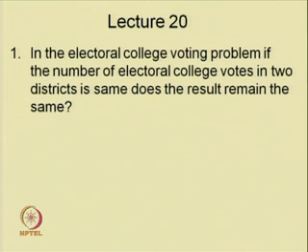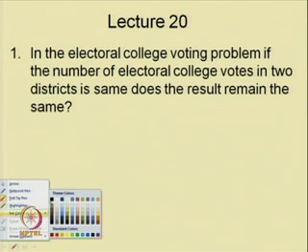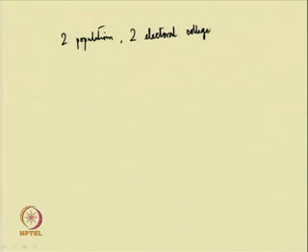In the Electoral College voting problem, if the number of electoral college votes in two districts is the same, does the result remain the same? So, just to refresh our memory, what was the electoral college voting problem? Two populations are there, and therefore, two electoral colleges are there, and these electoral college members elect, suppose, a president.